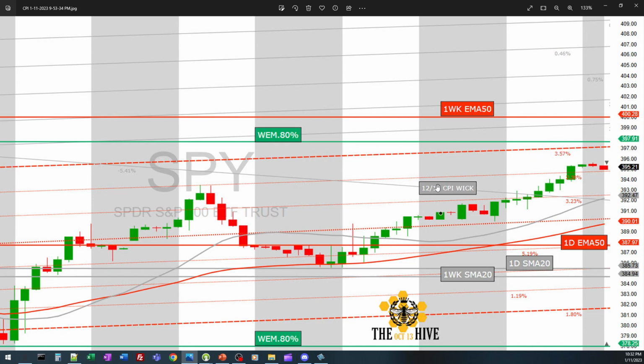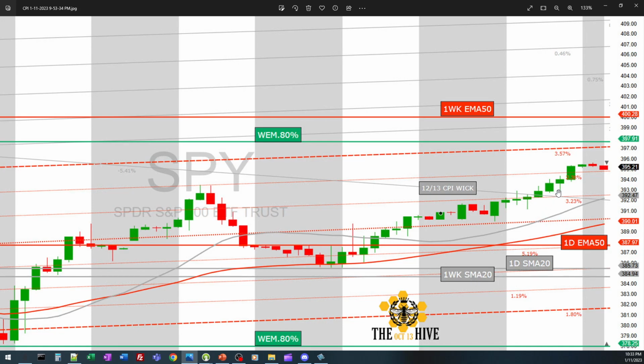This is the 12/13 CPI wick high. That's right here. You know, the 1 day SMA, the 1 day EMA, pretty straightforward. 1 week SMA 20. See, just like exactly in December, guys, you are now wedged in between the 1 week EMA 50 and the 1 week SMA 20. You're in the same place you were in December. You are now wedged in between both of them. Okay? So keep that in mind.